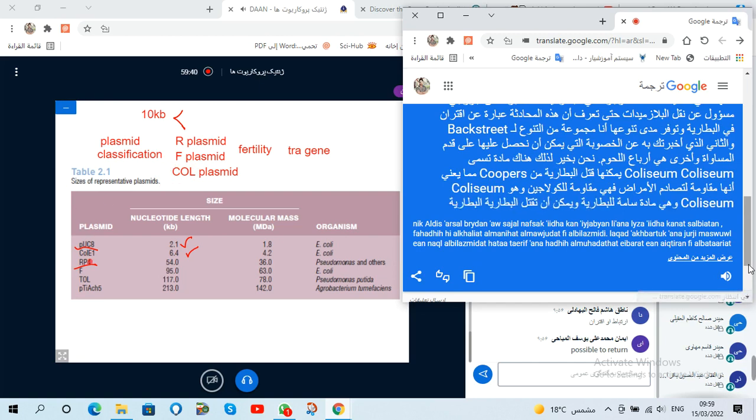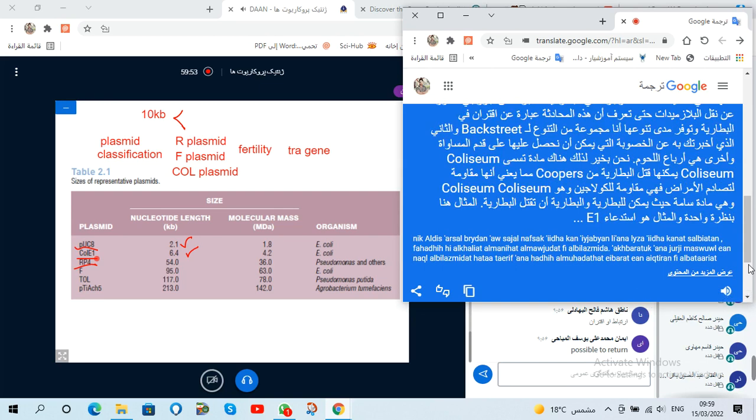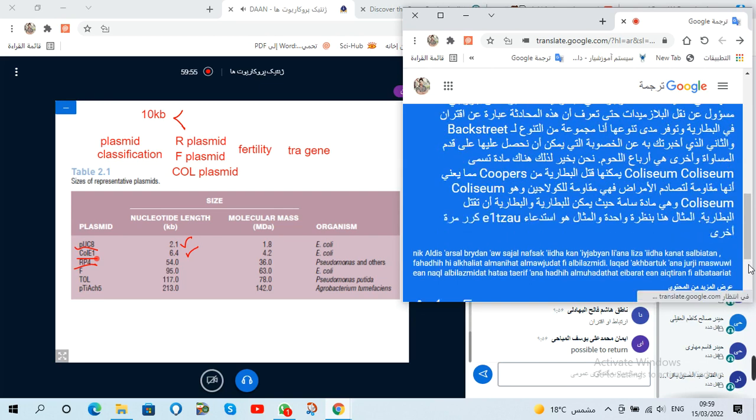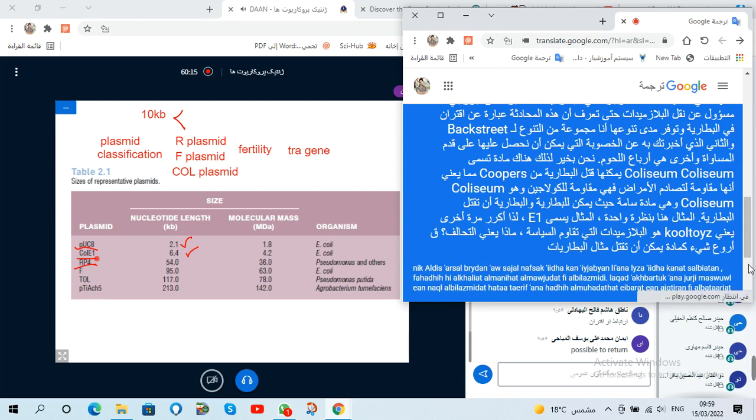What is the example? Here, col E1. So, I repeat again. These are the plasmids which are resistant to colicin. Colicin is a substance which can kill the bacteria. The example is col E1.